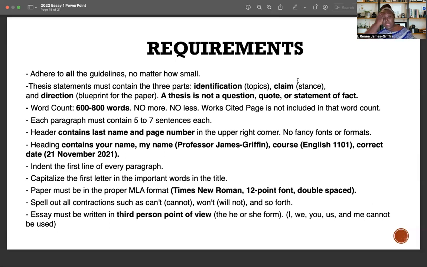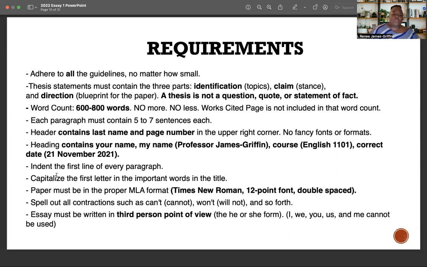Okay. Now, let's talk about MLA style. So the rest of this is really MLA style. Your essay is going to be an MLA formatted essay. So what does that mean? You are going to have a header in the upper right-hand corner, and your header is going to contain your last name and the page number. No fancy fonts or formats.